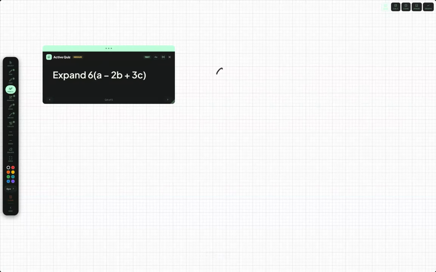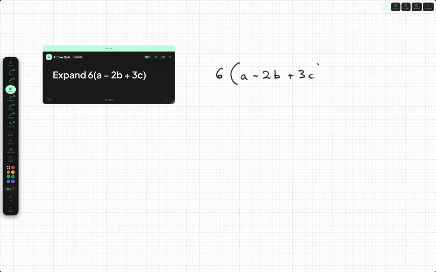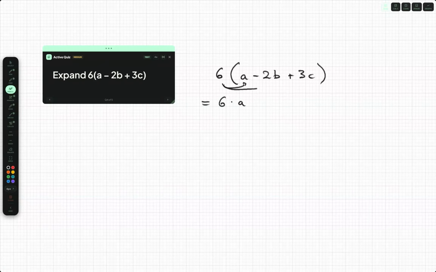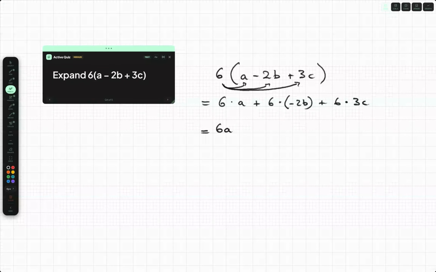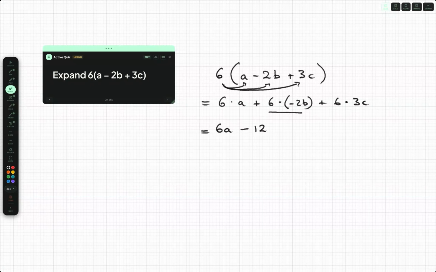Alright, next one we have is 6 times a minus 2b plus 3c. So 6 into the a becomes 6 times a, and then add on 6 times negative 2b, and then 6 times 3c. 6 times a is 6 groups of a, so 6a, plus, this is a positive times a negative, so it's going to be negative. 6 times 2 is 12, and then we add on the b, and then positive times a positive, 6 times 3c is going to be 18c.